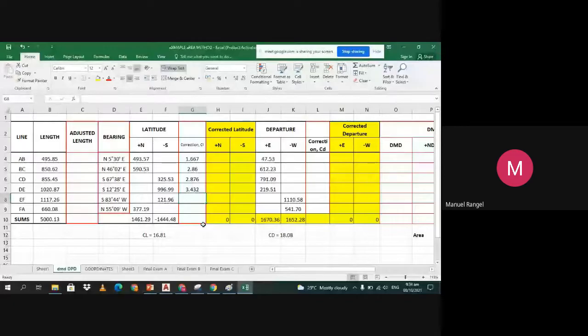Then for line EF, 16.81, 3.40. 16.81 times 1,107. Sige, while I am computing the correction sa latitude, kindly compute the correction sa CD, sa departure. So using the formula of compass rule. 3.756. Kadali lang. Tapos sa departure, latitude. 5,000.13, 3.756.